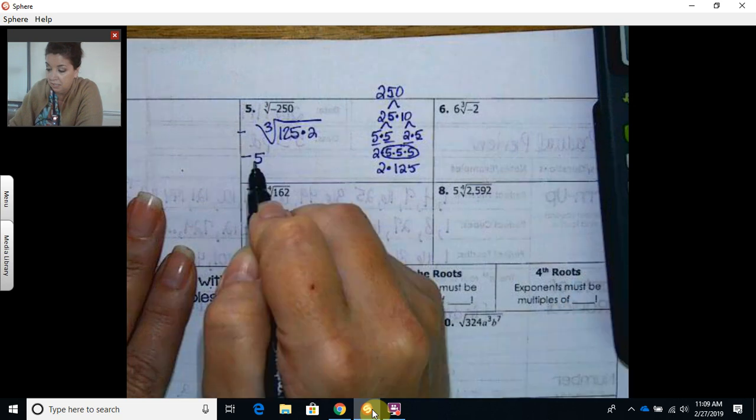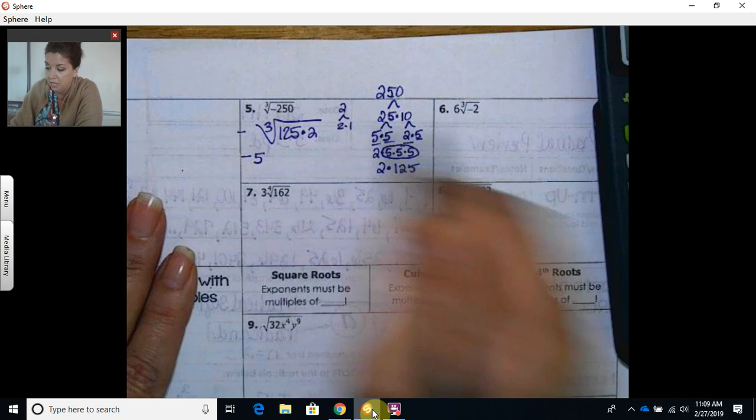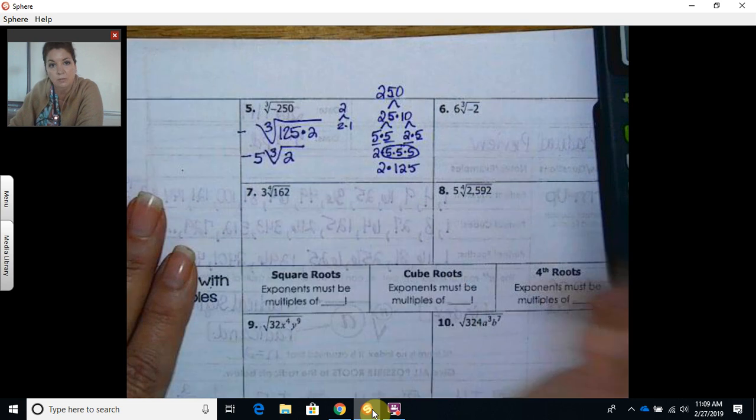Okay. Can I take the cubed root of 2? 2 is prime, right? Its only factors are 1 and itself. So can I take the cubed root of 2? So what do I do with the 2? Stays under the radical. That's all I can do.